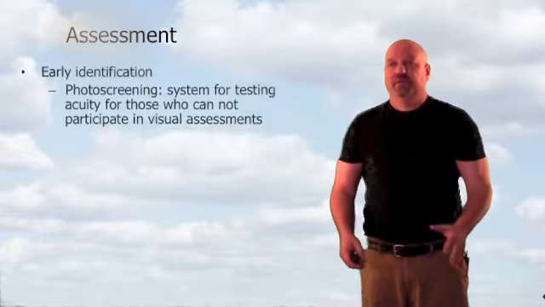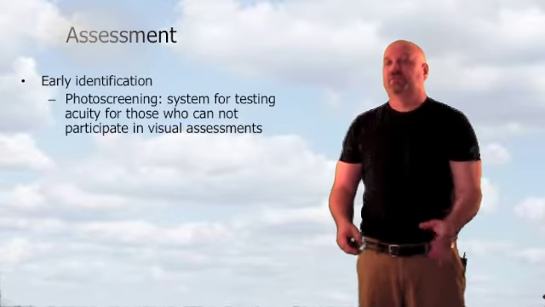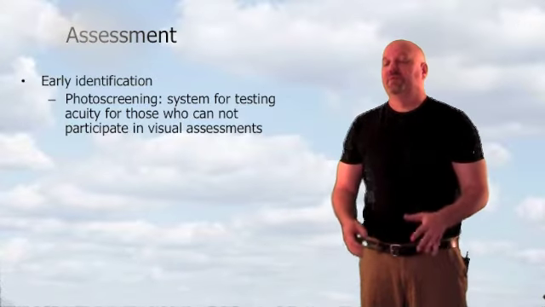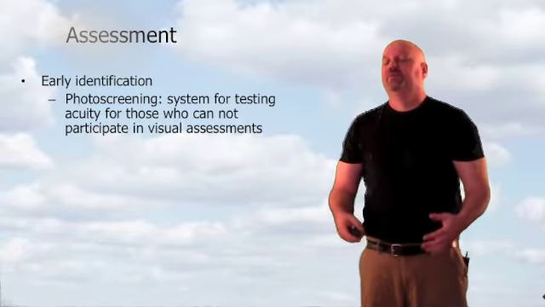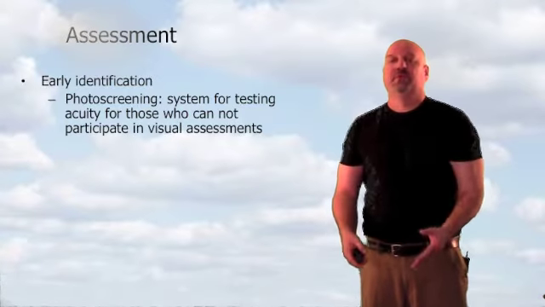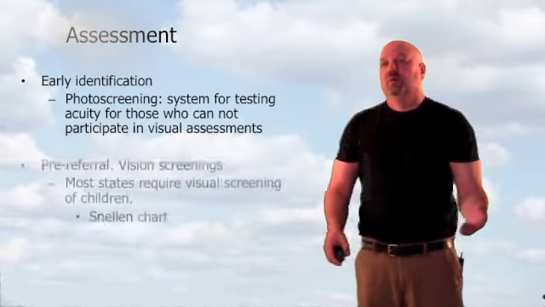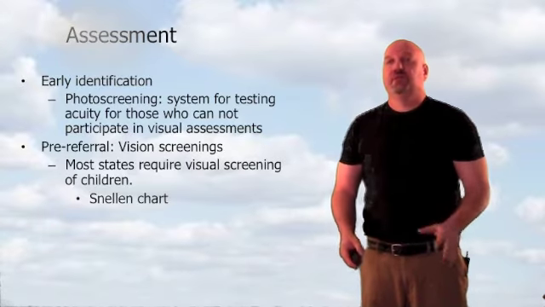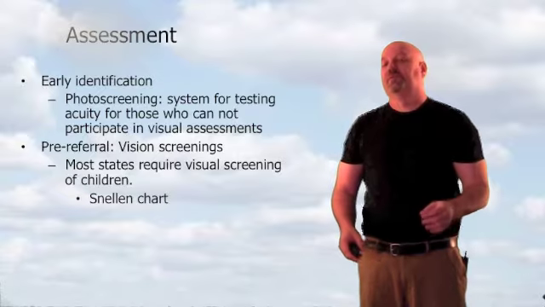So there is a lot of interesting technology out there to assist students with vision problems, but let's check out assessment. When it comes to assessment, early identification is key. Photo screening is a system of testing used for acuity for those who cannot participate in visual assessments, but we screen infants as much as we can early so we can intervene and come up with the appropriate accommodations for them. When it comes to pre-referral assessment, vision screenings in most states require visual screening for children.